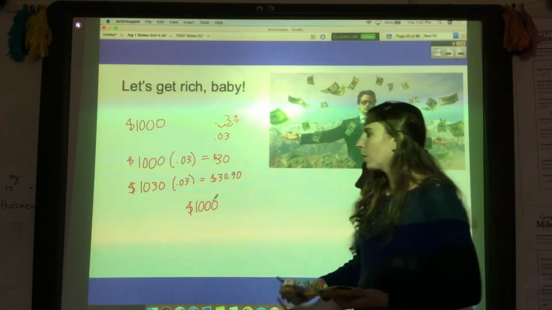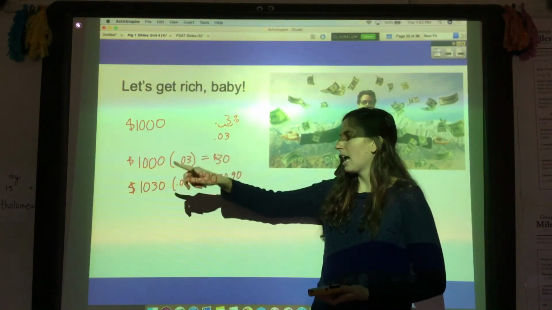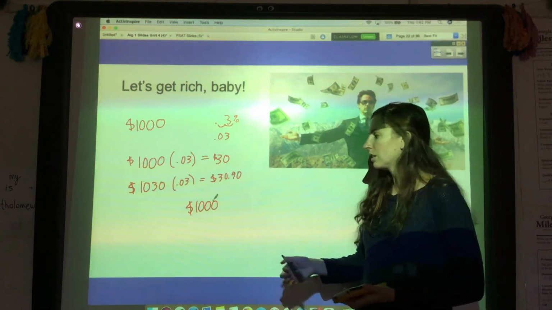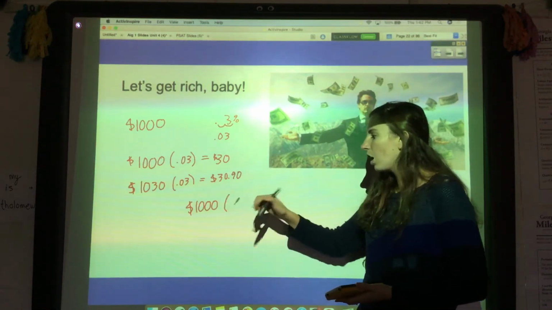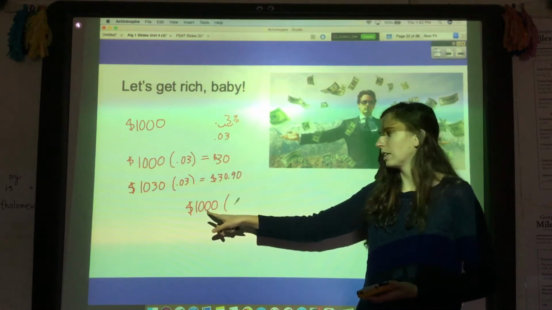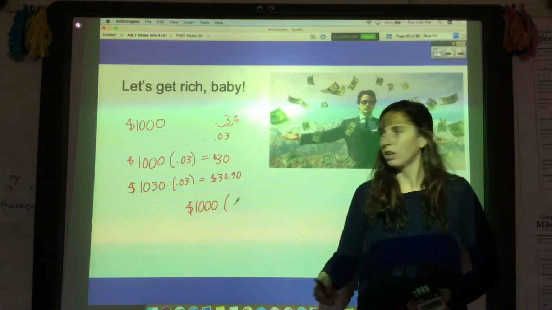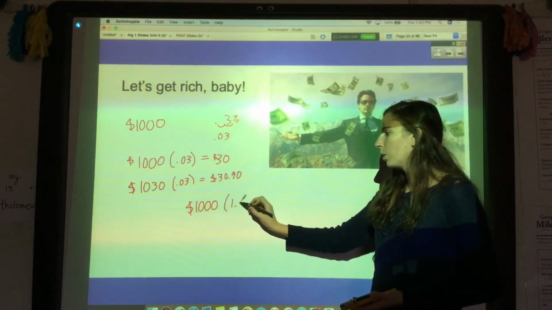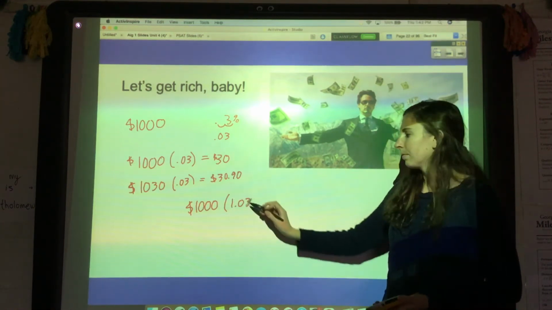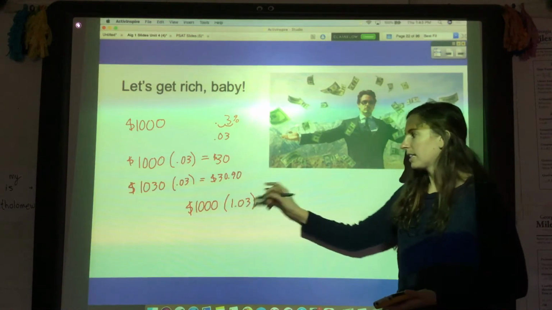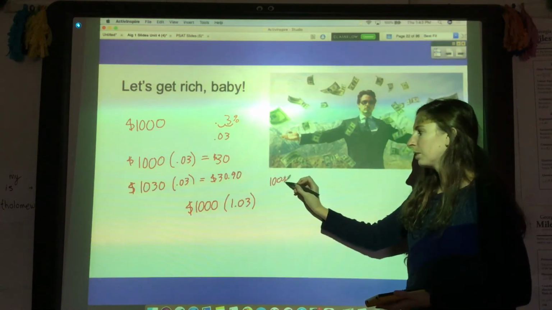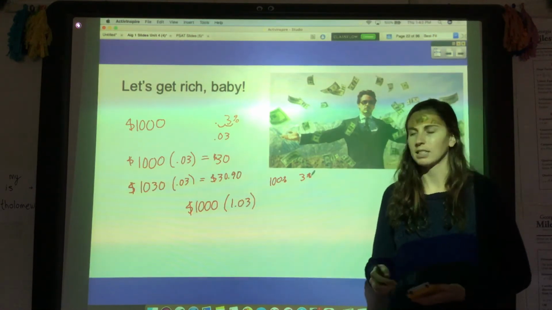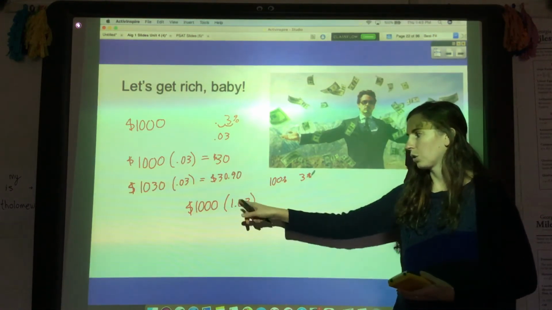So a shortcut for this would be basically you want to take the money in your account, say $1,000, and if I wanted to jump straight to how much money am I actually going to have in my account after I add on the interest, you would do 100% of the 1,000 plus an additional 3%, which as a decimal would be 1.03. Because this is taking 100% plus an additional 3%, which is 1.03 as a decimal. So this is just kind of a shortcut you can use.